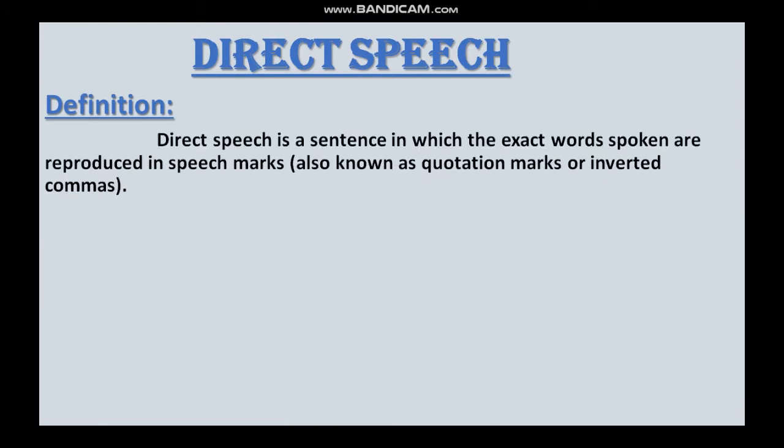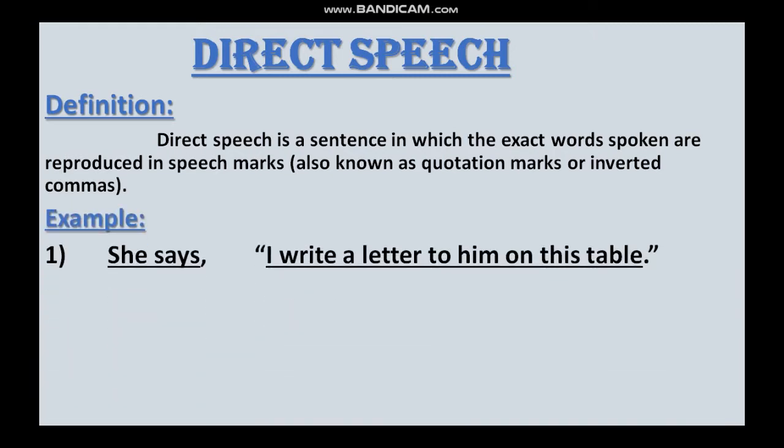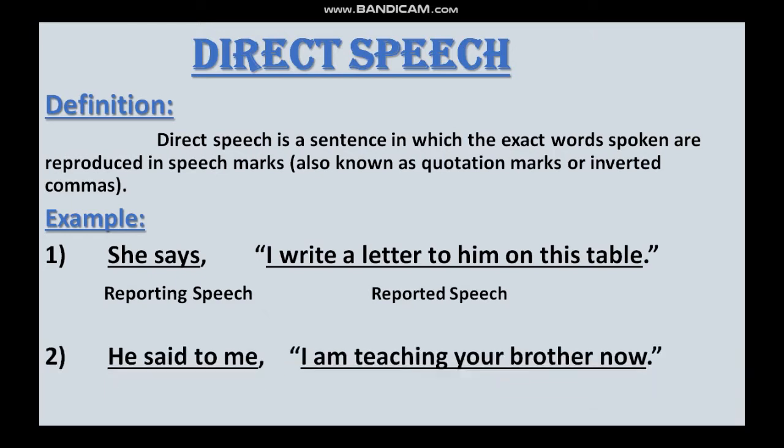Basically, direct speech is the original words of the speaker which he said in his time, and they always come in inverted commas. Okay students, for example, she says, "I write a letter to him on this table." So students, you see two different parts in this sentence. "She says" is called reporting speech, and that part which is under inverted commas is called reported speech. So "he said to me" is another example of direct speech. "He said to me" is also reporting speech, and that part which is under inverted commas is called reported speech.